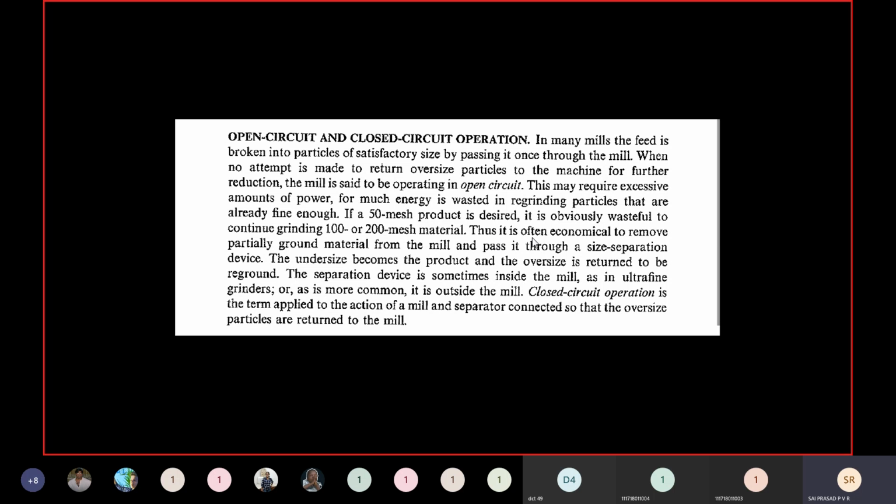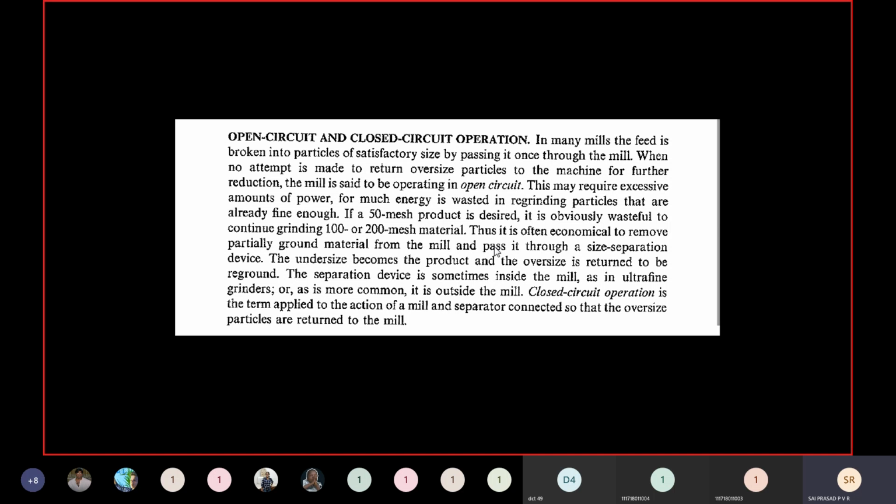Thus it is often economical to remove partially ground material from the mill and pass it through a size separation device. What is the size separation device? Screening is a size separation device. Screening is a unit operation in which particles are separated based on their sizes.